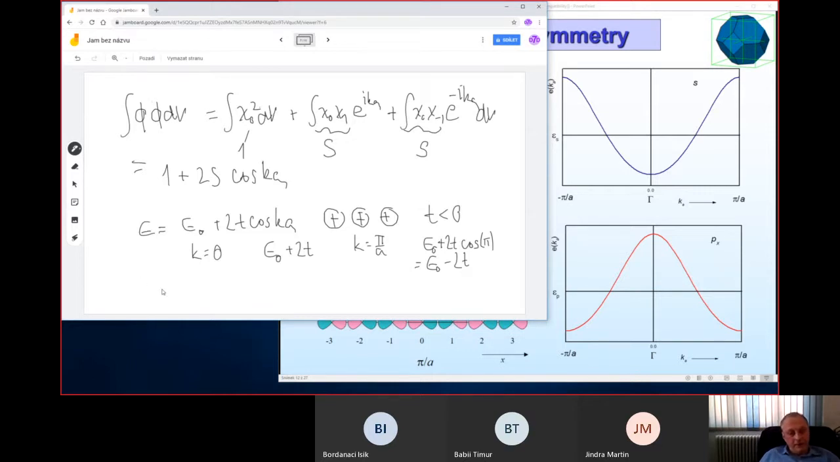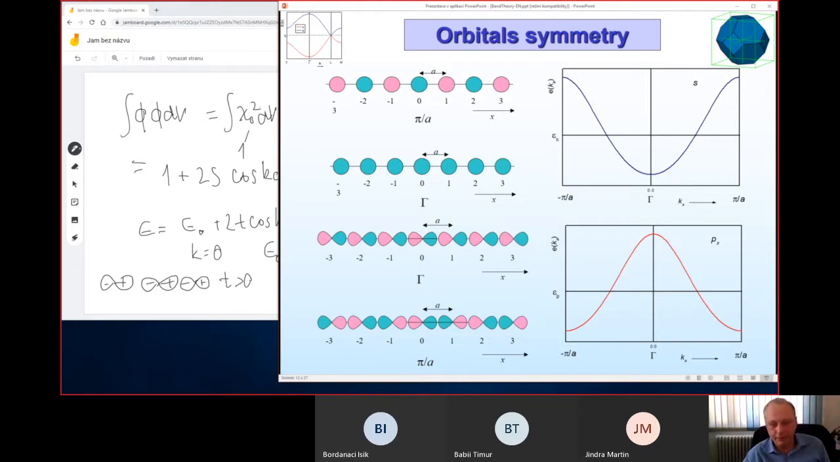If we have the p orbitals, which at the gamma point are oriented in this way with this symmetry, we have t greater than 0 for this nearest neighbor overlap, and we have the opposite dispersion. That means the highest energy is at the gamma point, and the lowest energy is at the X point. So this is the principle for the simplest cases.